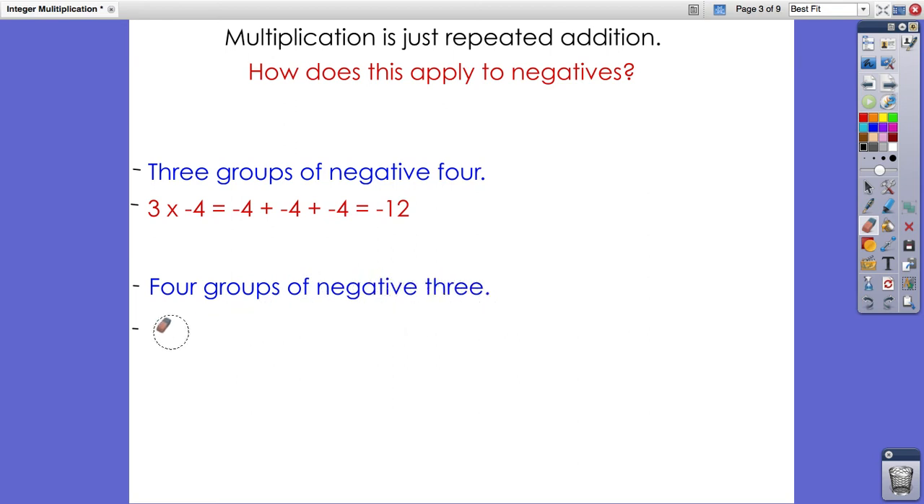4 groups of negative 3. And of course that problem would look a little different. Like 4 times negative 3, which would be negative 3 plus negative 3 plus negative 3 plus negative 3, still coming out to negative 12. So notice that in each one of these examples there's one negative, and because of repeated addition, the product will be negative when one of the factors is negative.